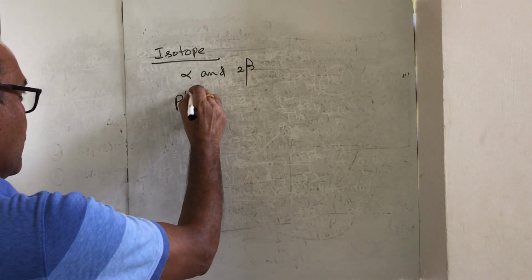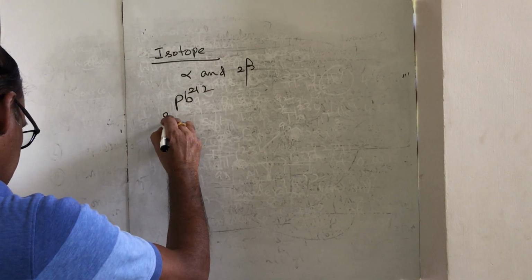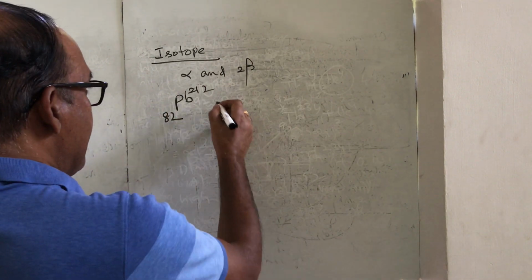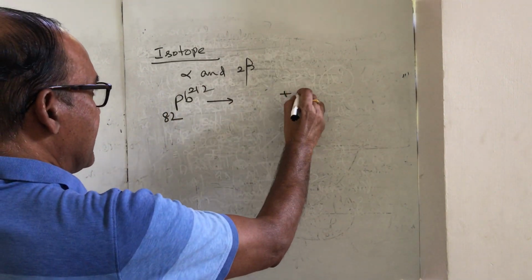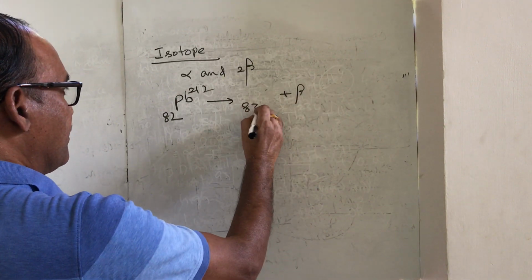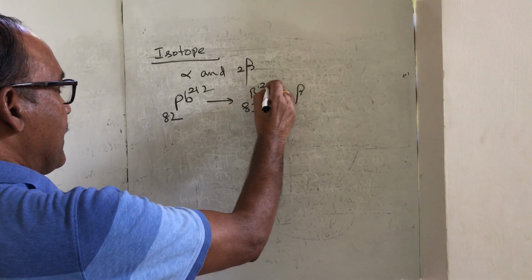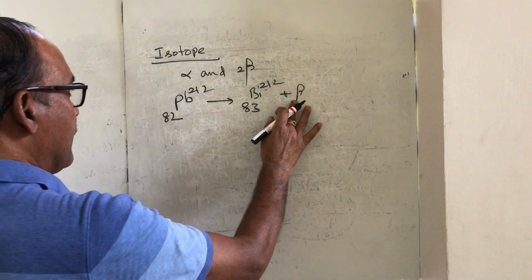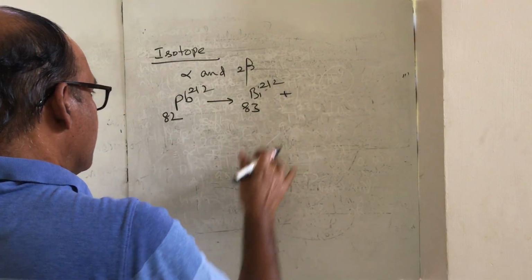taking the lead-212, atomic number 82. If a beta particle is emitted, we get 83, bismuth-212, as you know.